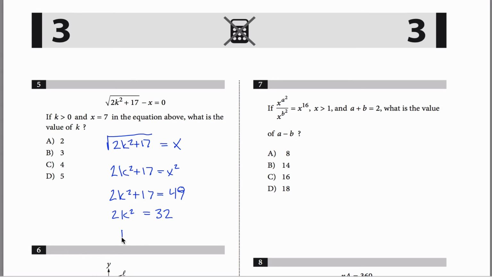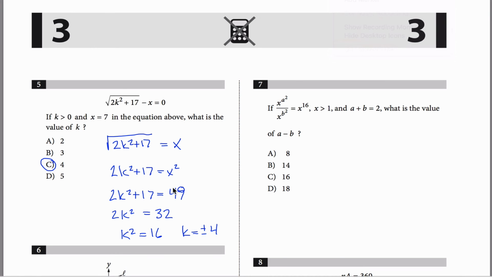And then divide by 2, and you get k squared equals 16. So therefore k equals, wait a minute, there's two answers, plus or minus 4. Oh, right, k is greater than 0. Therefore, the only possible answer is 4 in this case. So one way to solve this is the book method. This is exactly what a book would tell you to do. This will work on any problem of this type. The only real trick is to remember to isolate the radical.